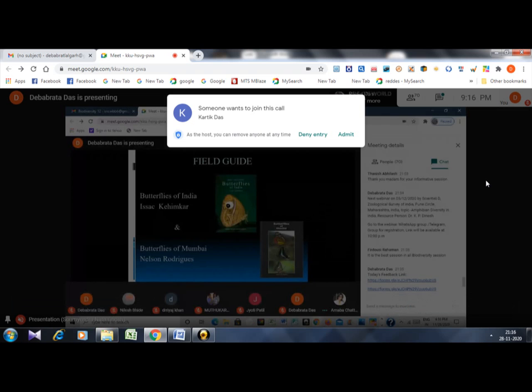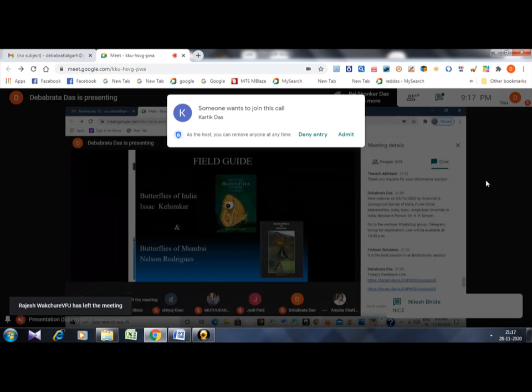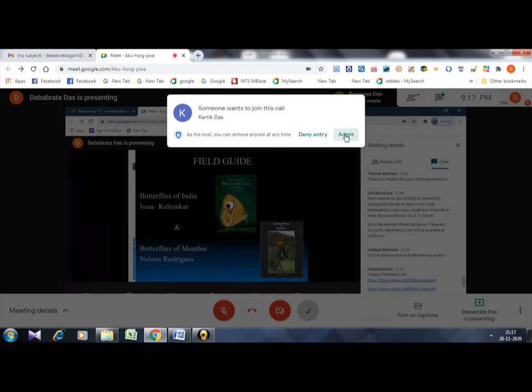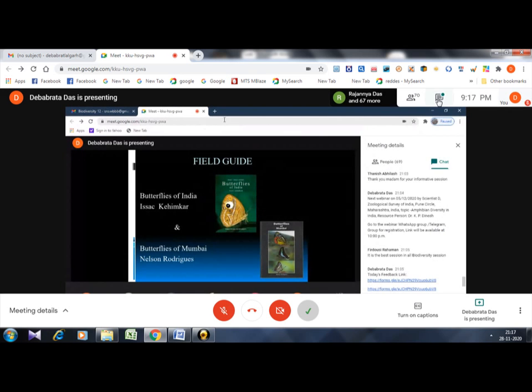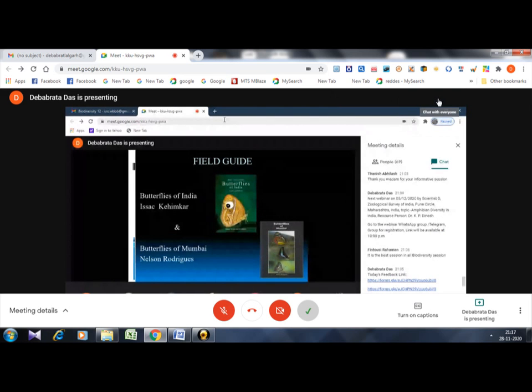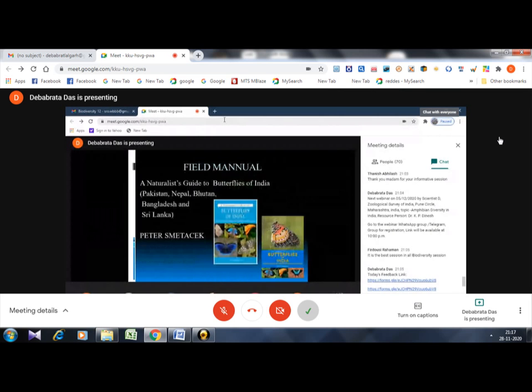So the Butterflies of Mumbai book is not only about butterflies of Mumbai. As Mumbai is a very big state in India, most of the butterflies in Mumbai are found all over the country. That's why if you live in the central parts of India, I suggest this book. But if you want a book that is very detailed about India, you can buy Butterflies of India by Isaac Kehimkar.